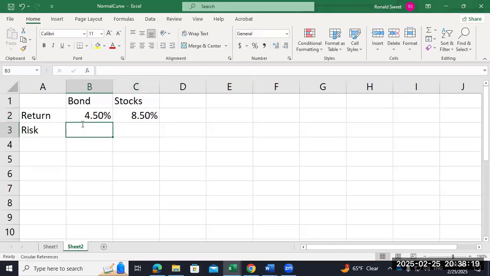Standard deviation on bonds is about 5%. On stocks, let's say 16%. So let's have a portfolio.